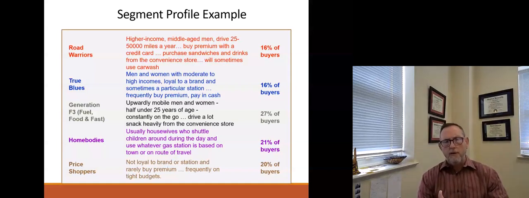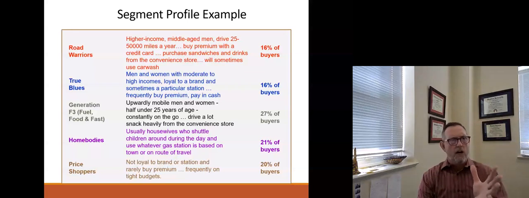They're upwardly mobile men and women. Half are under the age of 25, which means obviously half are older than 25. Consistently on the go, they drive a lot, and they snack heavily from the convenience store. This is their behavioral or consumption pattern, described in a narrative for this particular group of consumers who've met certain criteria, so they all behave the same way. The company took a bunch of variables that describe these consumers and used some statistics to group them together in a way that makes sense for them.